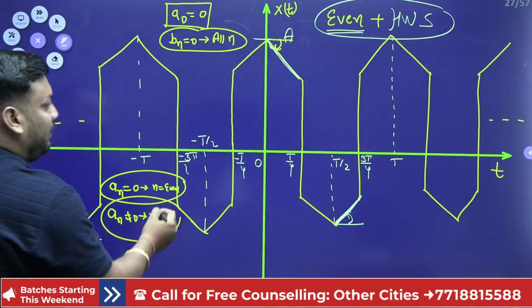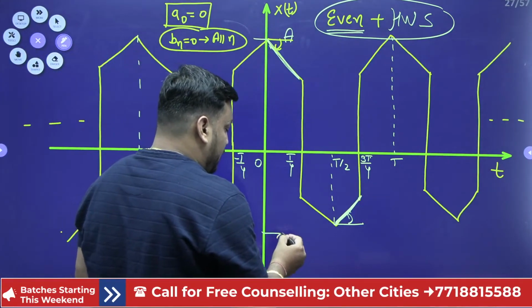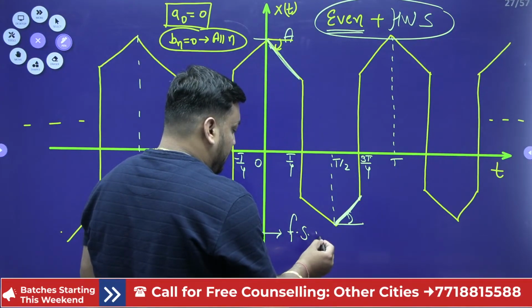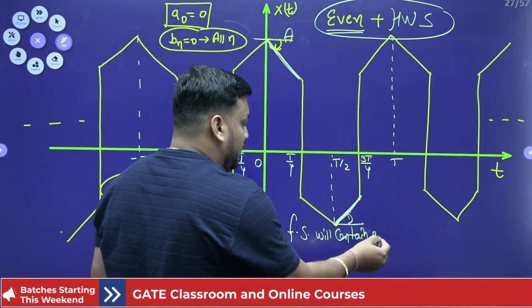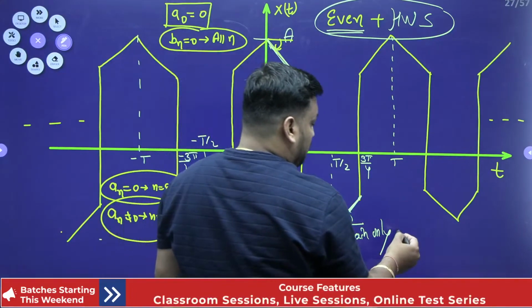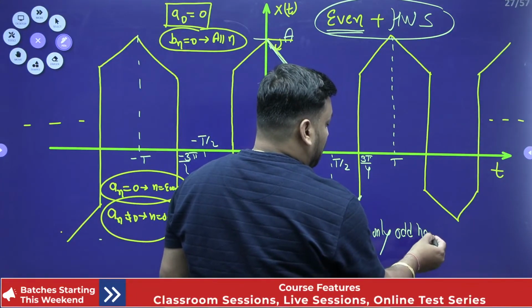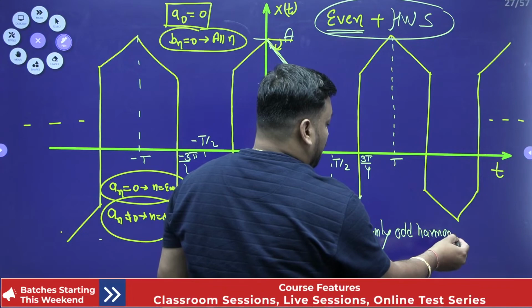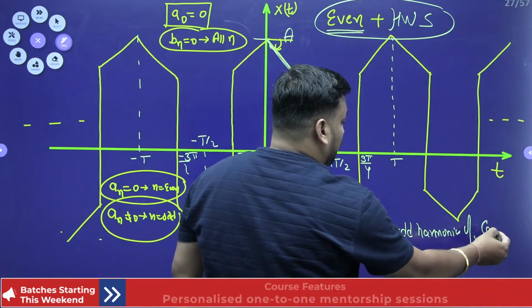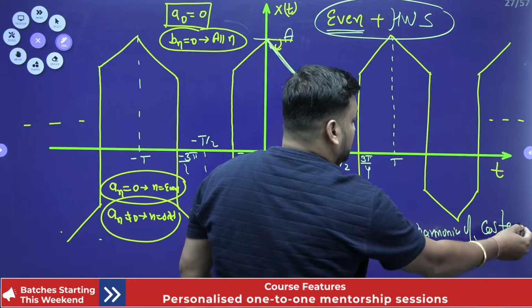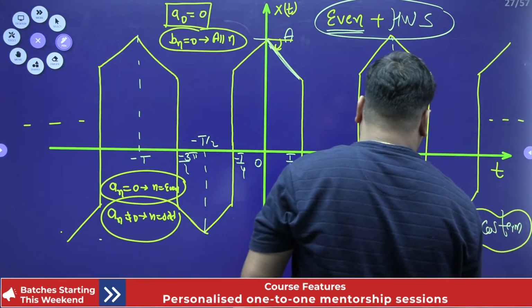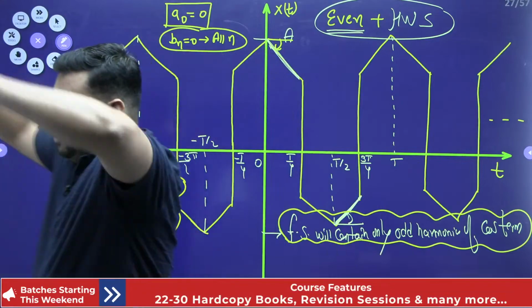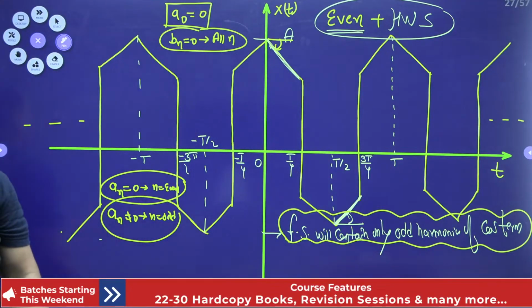So you will say that the Fourier series will contain only odd harmonics of the cos term. Is this clear to you? The Fourier series will contain only odd harmonics of the cos term. Is this crystal clear to you?